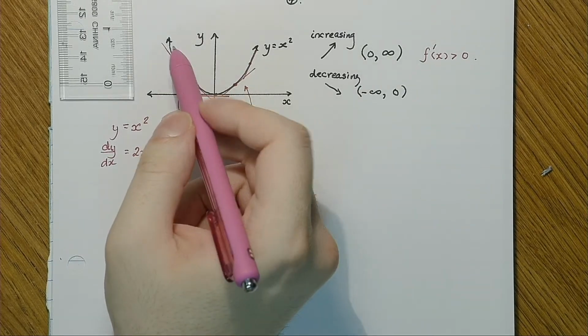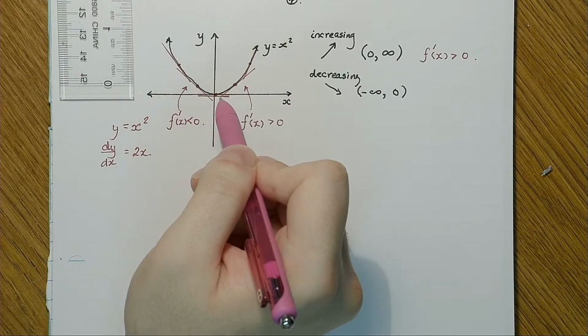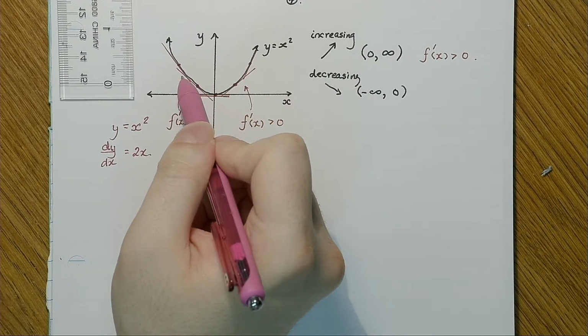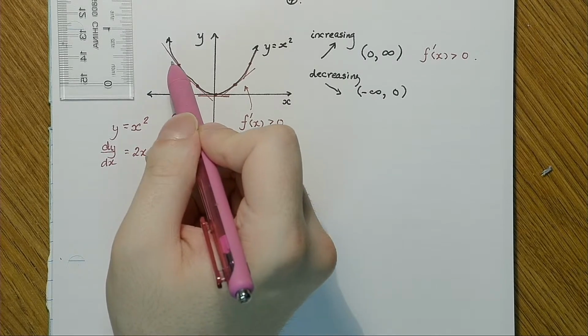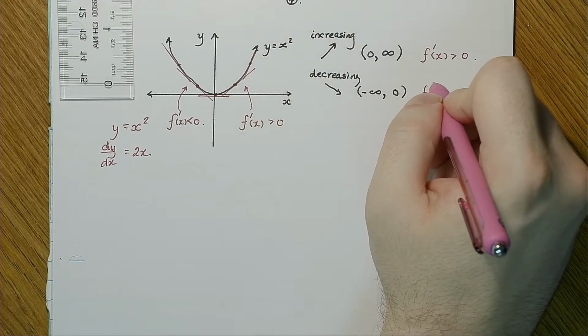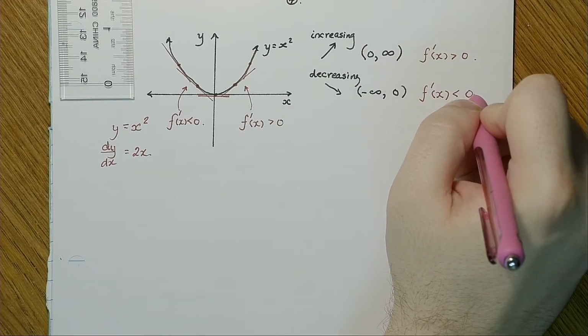Same thing on this side. When we're looking at the slopes of the tangents for a decreasing interval, we notice that these are all negative. All the slopes are negative. So again, we can say here, it's less than 0.